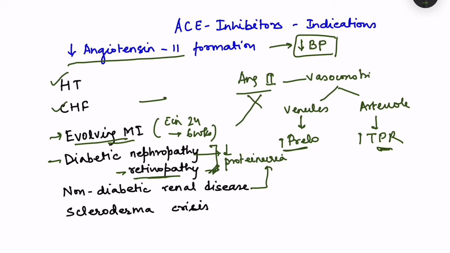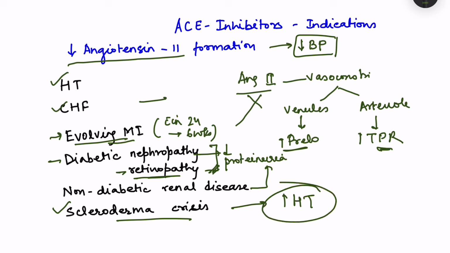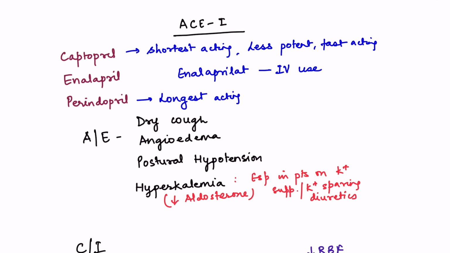Then it is also given in scleroderma crisis. Why? Scleroderma is basically an autoimmune condition of the skin, but in scleroderma crisis there is a malignant increase in the blood pressure, malignant hypertension occurs, and during this condition ACE inhibitors have to be given. Because it is simple, the main function of angiotensin 2 is increasing the blood pressure. We block that, blood pressure is controlled. Okay. Now in brief, we will see some ACE inhibitors, their adverse effects and contraindications.